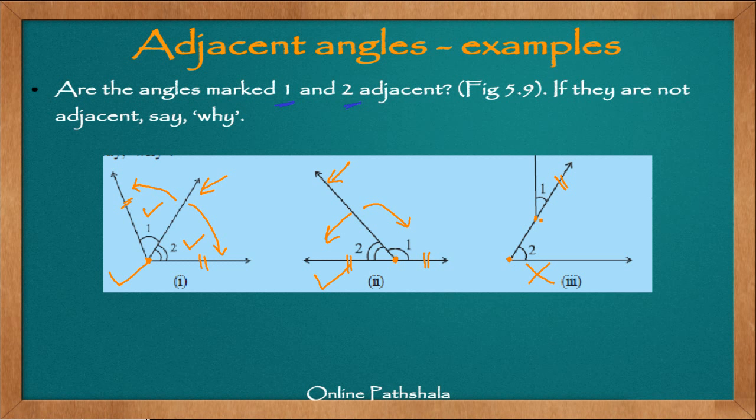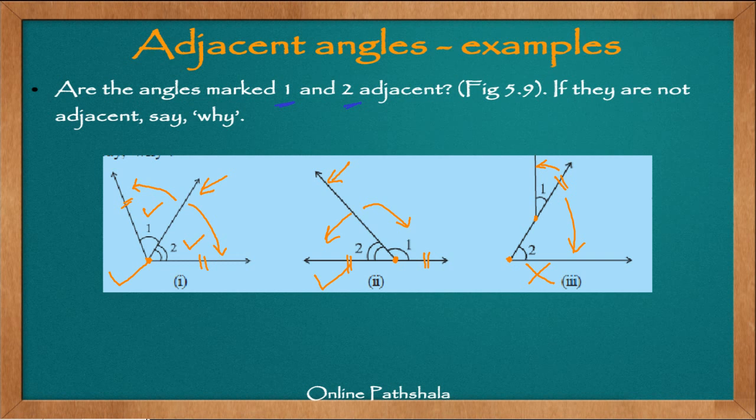Please note that in this case also, the two non-common arms, they are on either side of this common arm. But because the vertex is not common for this angle, therefore the angles that are marked as 1 and 2, they are not adjacent in this figure.